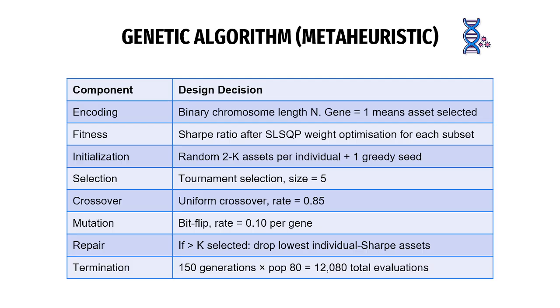The fitness of each individual is the Sharpe ratio after running SLSQP optimization to find the optimal weights for that subset of stocks. We use tournament selection, uniform crossover at 85% rate, and bit flip mutation at 10% per gene. A repair operation enforces the cardinality constraint after every crossover and mutation. If more than 8 stocks are selected, the lowest performing ones are dropped.